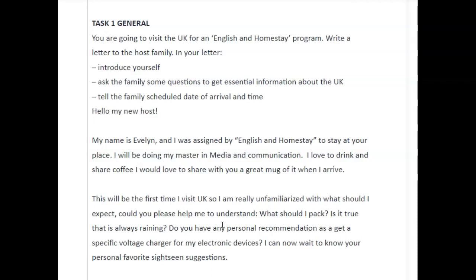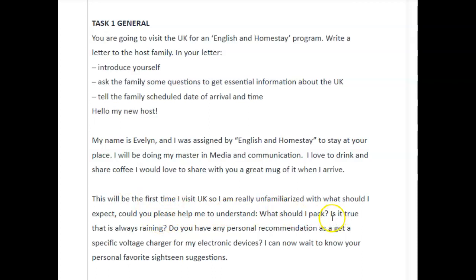And as I said in the beginning, this is a formal letter. So what did I tell you before? I said, make this one sentence, make it grammatically correct, no colon. Could you please help me to understand what I should pack? That's an indirect question. It's a little more formal because it has this, could you please help me?